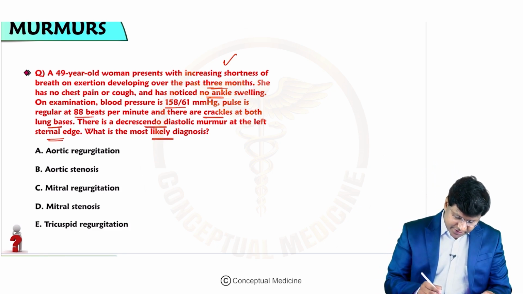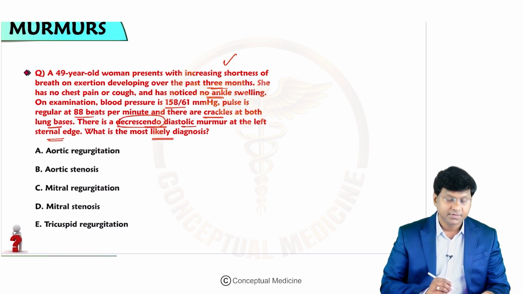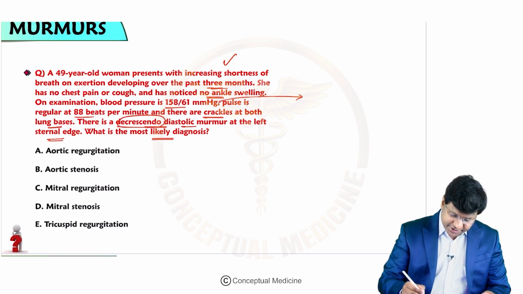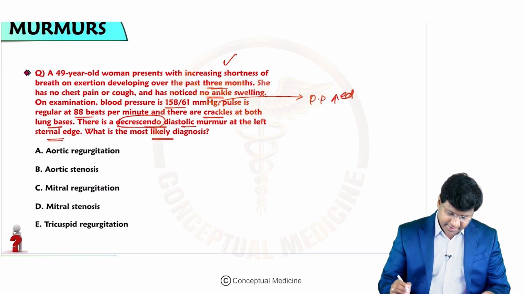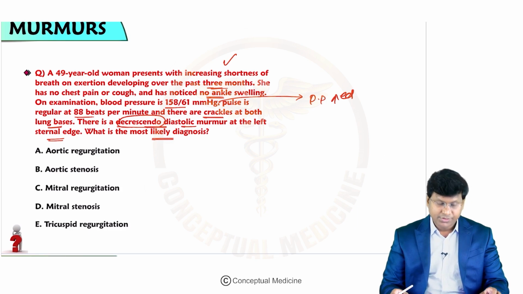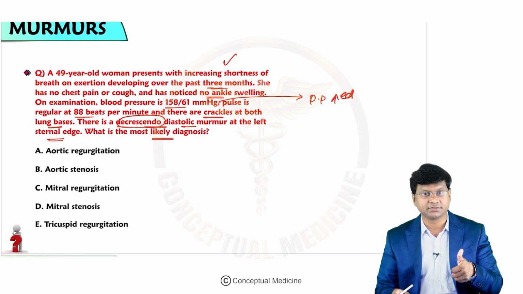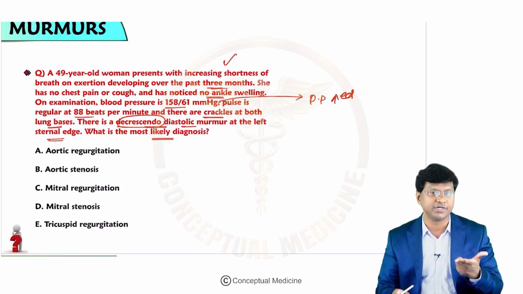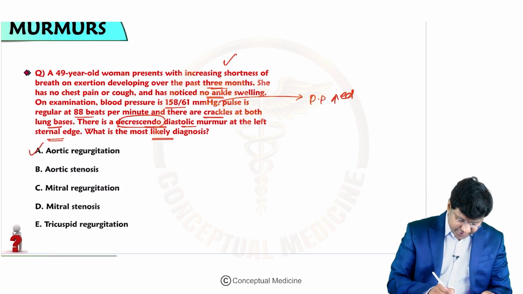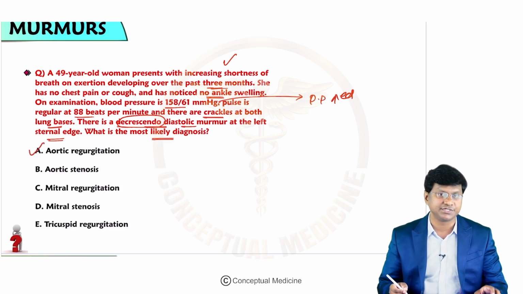So in this individual, you have the presence of a decrescendo diastolic murmur. And if you take the pulse pressure, the pulse pressure is also increased. So increased pulse pressure and decrescendo diastolic murmur. Where do you have that? You have that in patients with aortic regurgitation.